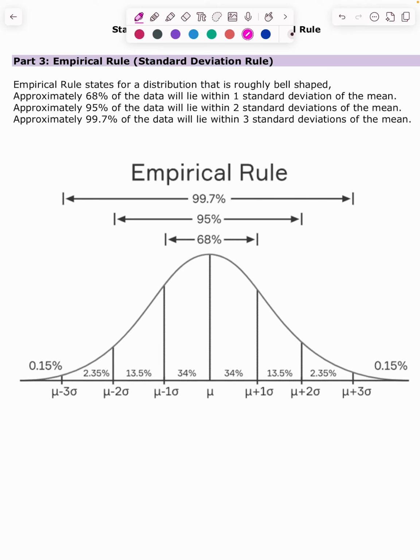This rule states that if you have a distribution of data, which remember means the histogram, and that histogram is roughly bell-shaped, then approximately 68% of the data will lie within one standard deviation of the mean. Approximately 95% of the data will lie within two standard deviations of the mean, and approximately 99.7% of the data will lie within three standard deviations of the mean.